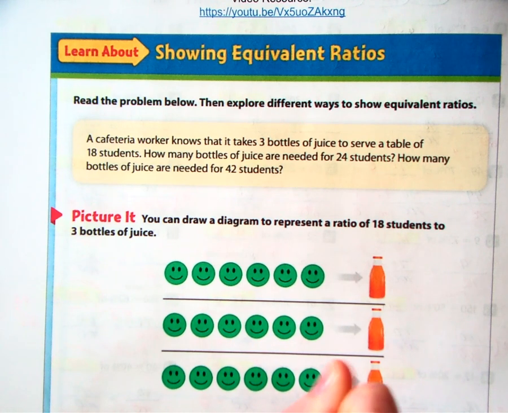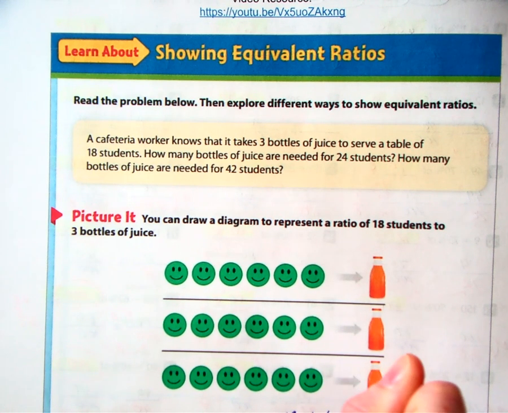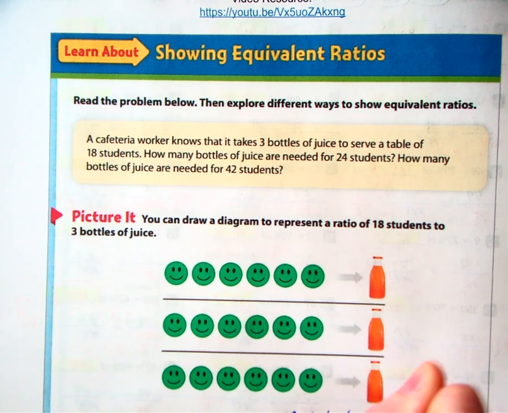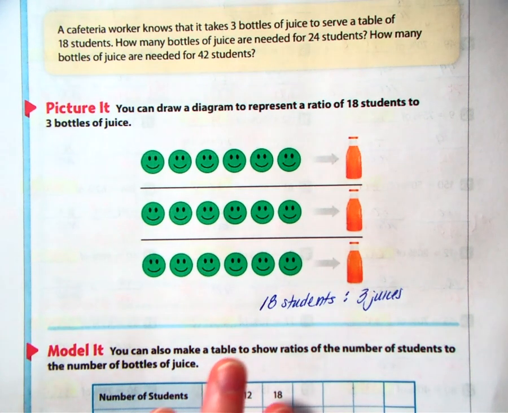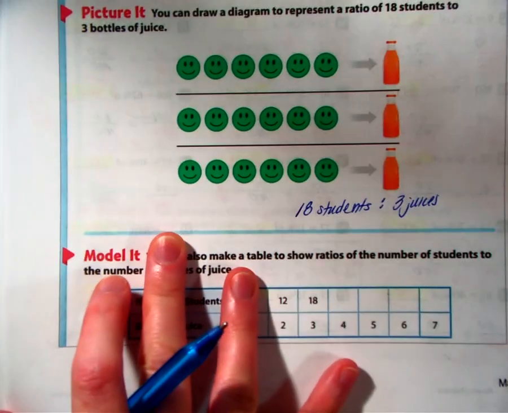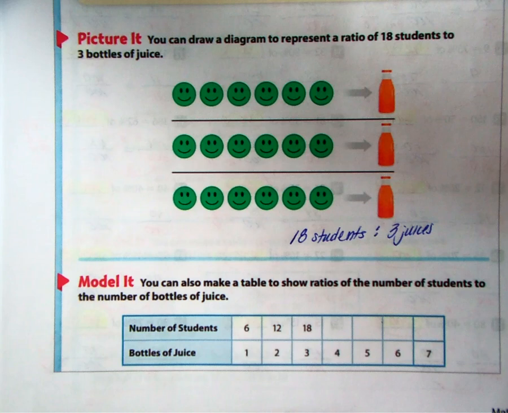18 students to 3 juices. All right, so there we have colon notation. We could also do word form or fractional form. Remember, there are 3 forms in which to write ratios.